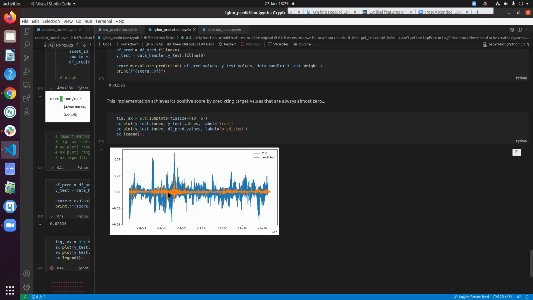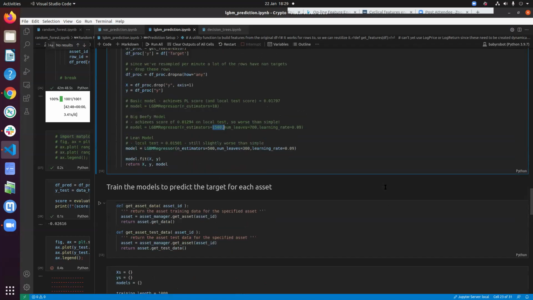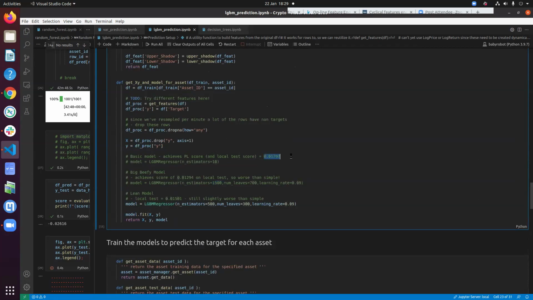How much did you get? Sorry, were you able to get better than the 0.0? Now this is the best score I've had so far, 0.179, with, as I say, 10 estimators. Effectively it just estimates the target to be 0 every single time, but it does give you a very slightly positive score, even though it's not really predicting anything.